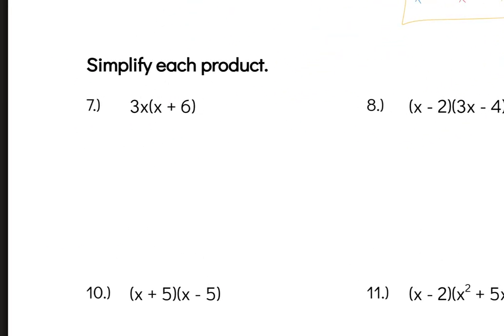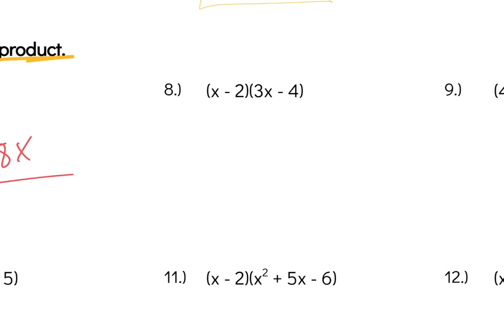Simplify each product. We're multiplying. So I'm going to distribute. 3x times x squared is, sorry, I already revealed the answer. 3x times x is x squared. 3x times 6 is 18x, and we're done.